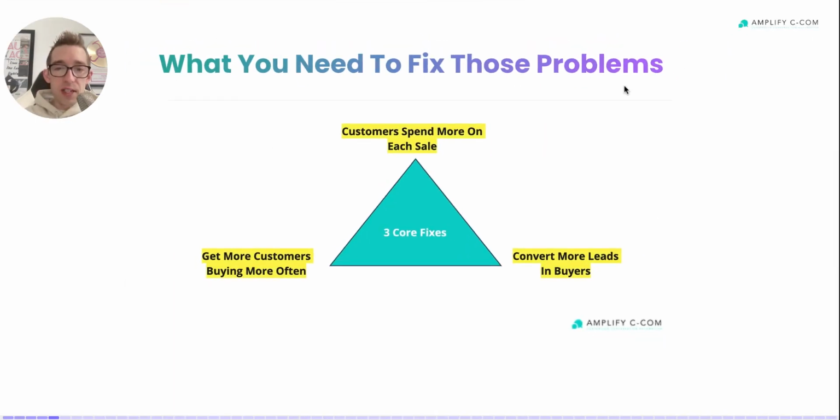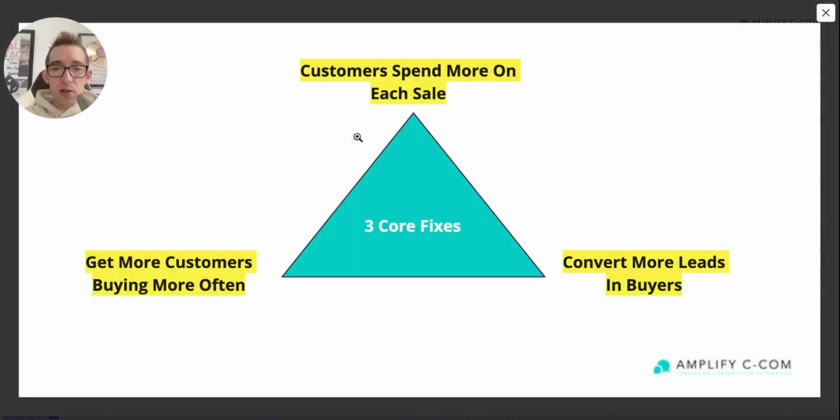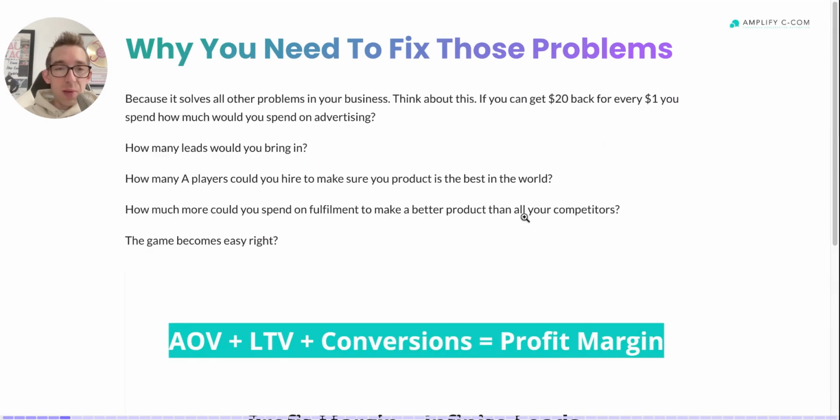So what do you need to do to fix these problems? Well, firstly, you need to get the customers to spend more on each sale. Secondly, you want to get the customers buying more often, LTV. And then you want to convert more of those leads into buyers. And why is that important? Well, why do you need to fix those problems? Because this solves all the problems in your business, right?